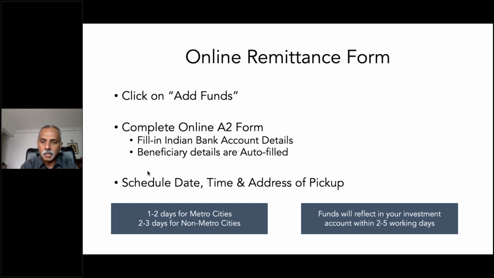Since this is an international wire transfer, the standard SLA offered by any intermediary bank is 2 to 5 working days. We've seen fund remittances happen within 1 day as well. Majority of them happen within 2 days, but you have to remember the standard fund remittance SLA is 2 to 5 working days.